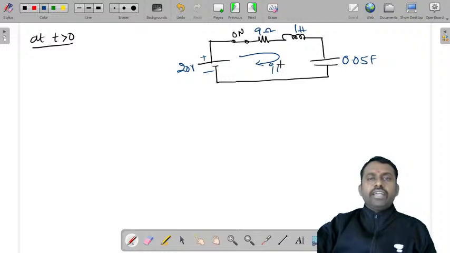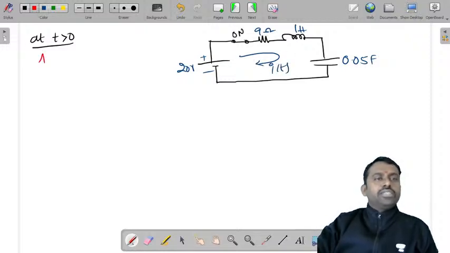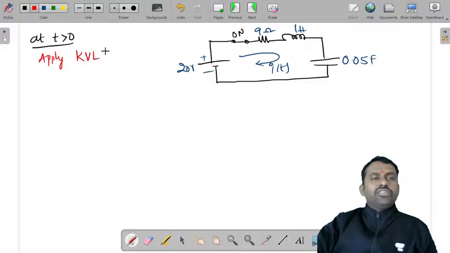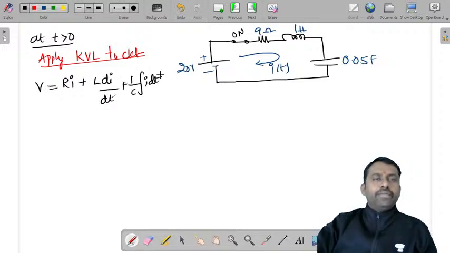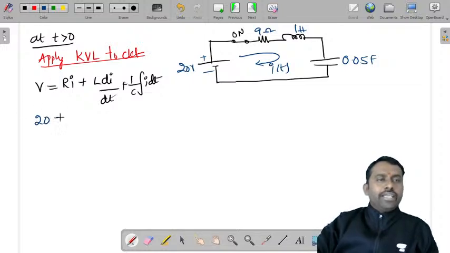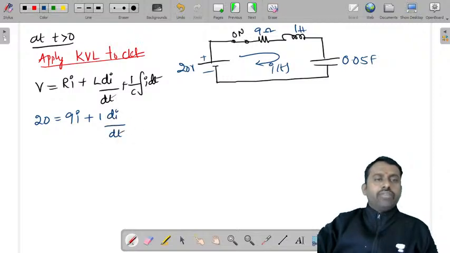Now if you try to find the current I of t, apply KVL to the circuit, apply Kirchhoff's laws to the circuit. So if you apply Kirchhoff's voltage law, what will happen? 20 is equal to 9 into I plus L di by dt. First I'll write that in terms of R, L, C, then we'll write the equation. V is equal to R into I plus L di by dt for the inductor plus 1 by C integral I dt. So what is V? 20 is equal to 9 into I plus L, which is 1, into di by dt for the inductor value, plus 1 by 0.05 integral I dt.